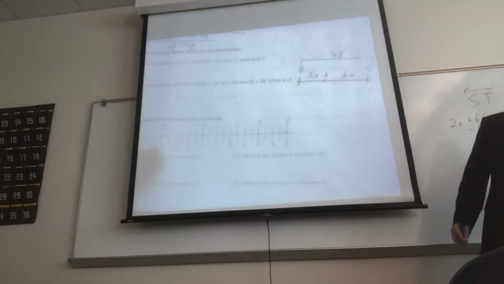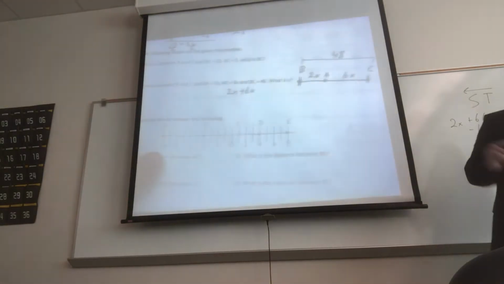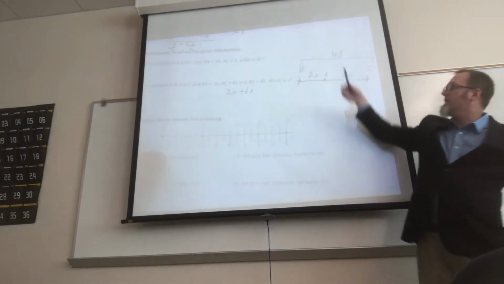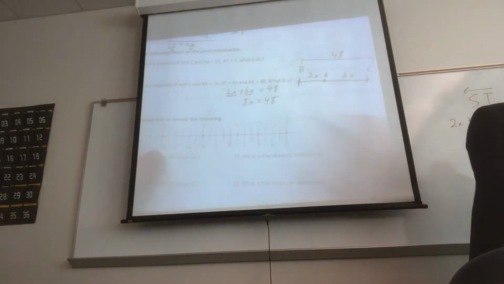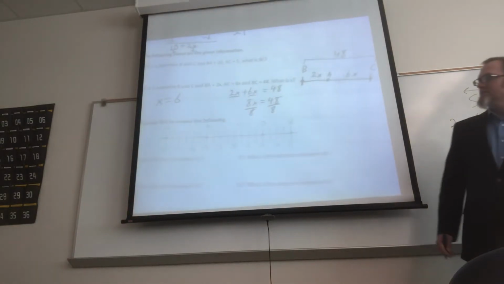So I'm going to set that up as an equation now. 2x plus 6x, because I know that these are the parts, and they are going to add together to make the whole thing, equals 48. That's 8x equals 48, because those are like terms. I'm going to combine them. They're on the same side. I divide by 8. 48 divided by 8 means x is equal to 6.